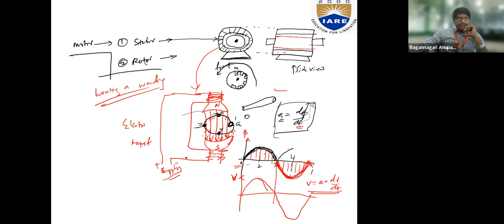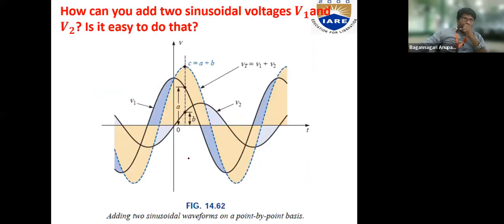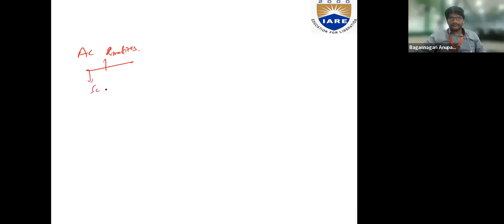But before going to that, let us study some representation of sinusoidal quantities. We already studied AC quantities. Are they scalars or vectors? Quantities can be of two types. One is scalar and another one is vector, right? So what is an AC quantity? Is it a scalar or a vector?